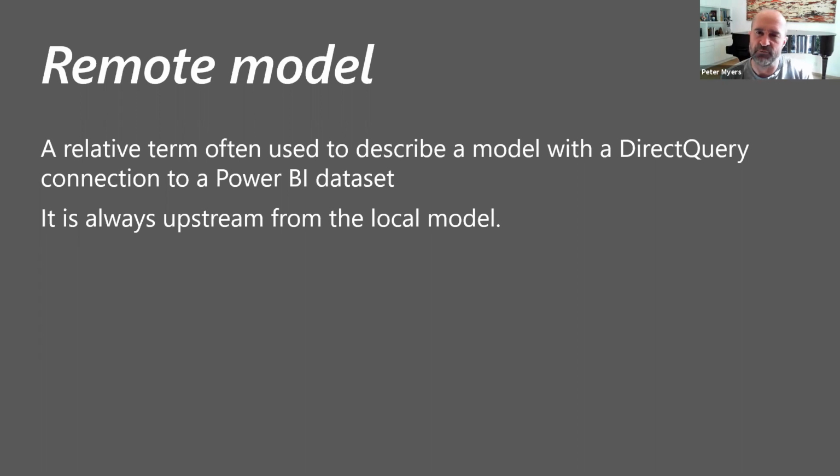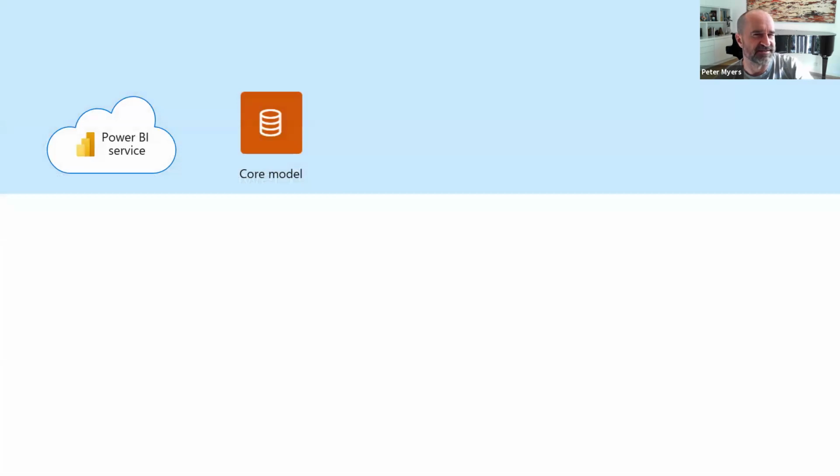But the reason that this term becomes important to understand is that we now got a new capability with direct query mode. As I mentioned earlier, direct query can be used to create a model off an existing Power BI dataset. And therefore, we have two models. We have the new model and we have the remote model, right? So local, remote. Let's talk about it by example.